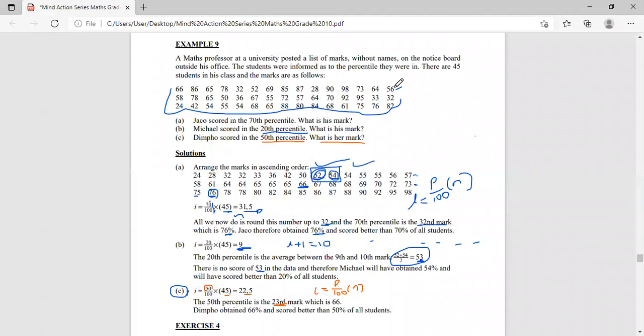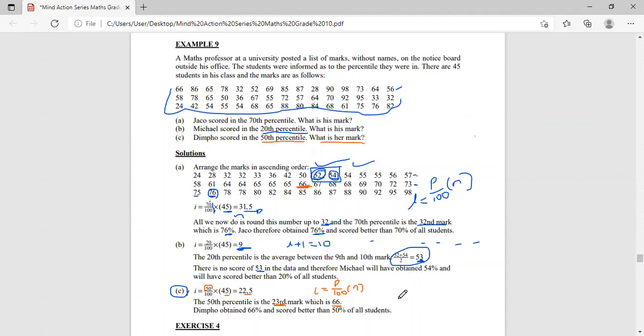So 15 is the first, and then 16, 17, 18, 19, 20, 21. Okay, that's the wrong card. 16, 17, 18, 19, 20, 21, 22, 23. Here 23. We wanted the 23rd position. 66%. That is how we got the 66%. Did I answer? Yes, sir. Thank you, sir.